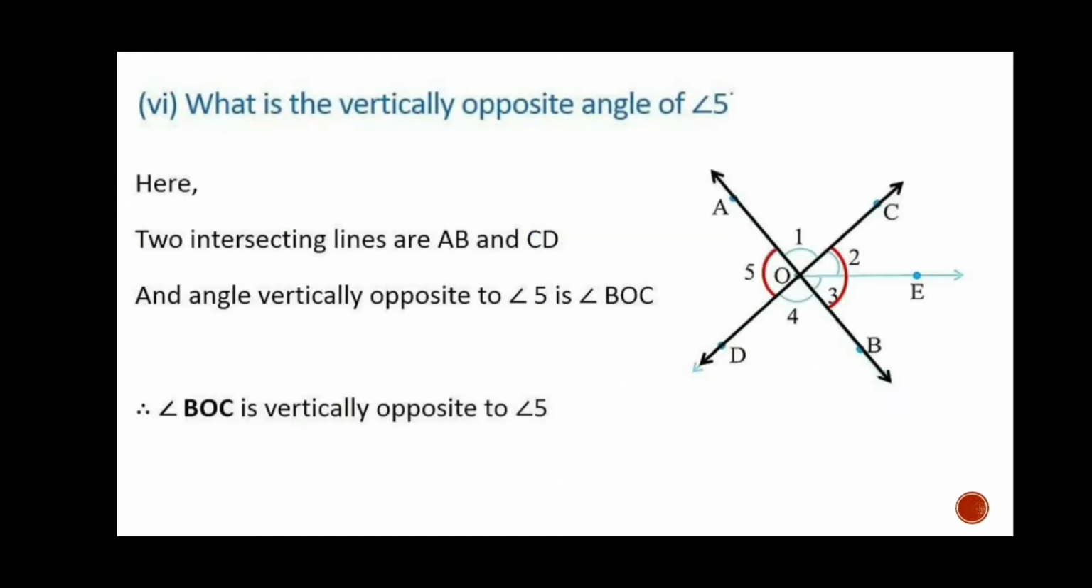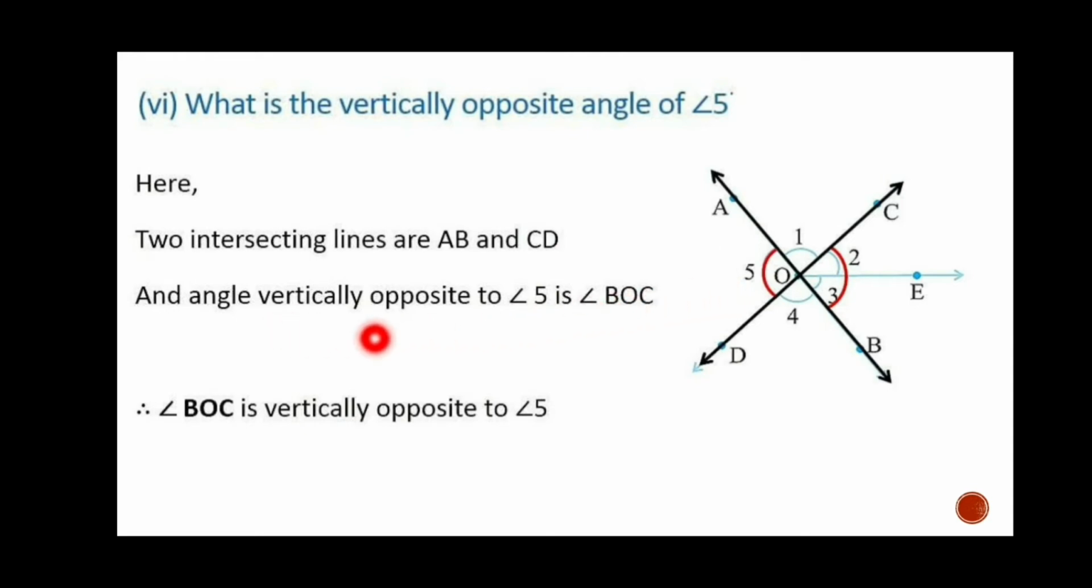So let's see. Here two intersecting lines are AB and CD. We can see AB and CD are two intersecting lines, and when the lines intersect, the angles are formed. And which angles are there? Angle 5 and this angle 2, 3. Yes children, 2 and 3. Both these angles together are vertically opposite to angle 5.